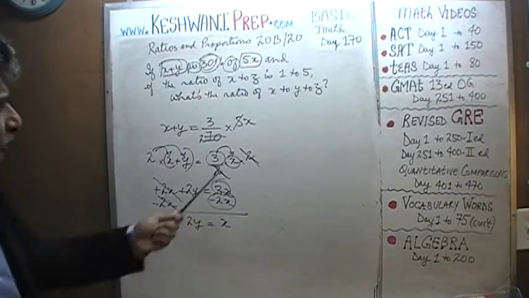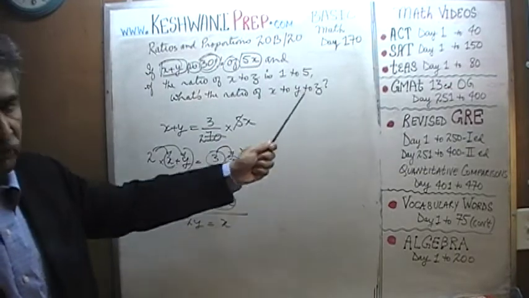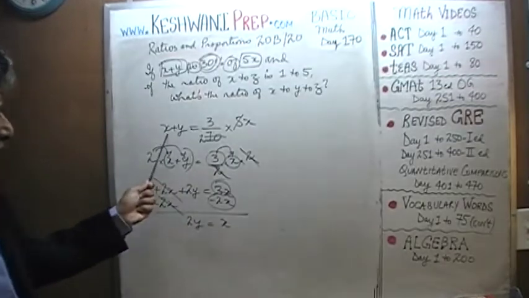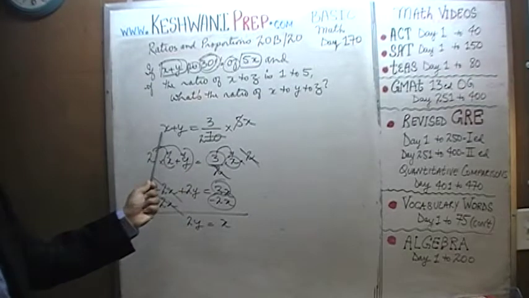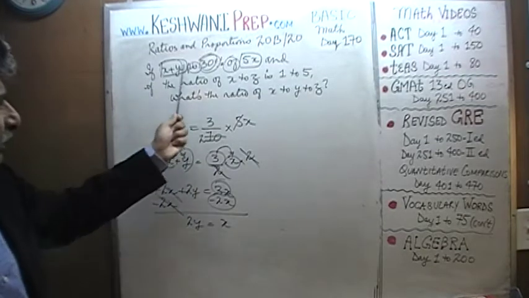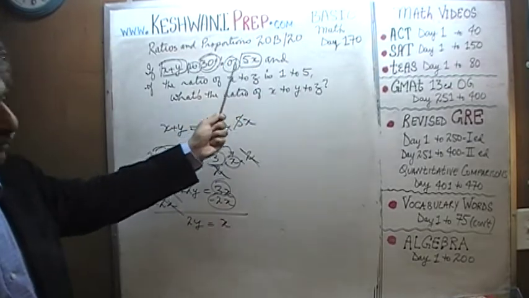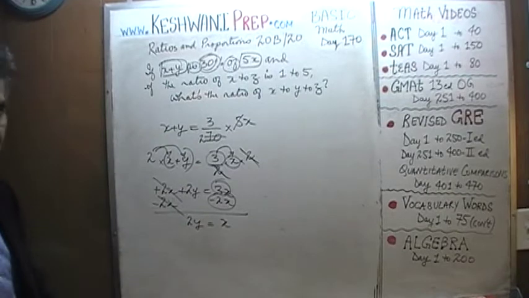Why are we doing all this? Because we are looking for the ratio of x to y to z. Here we're trying to figure out the ratio of x to z. This equation is made up of x and y, the first equation, the first statement. That tells us that we can figure out the ratio of x to y from that equation. Right there, we did that.